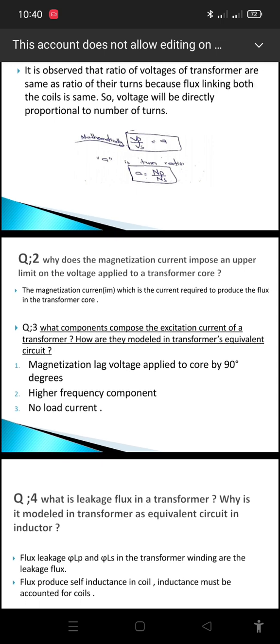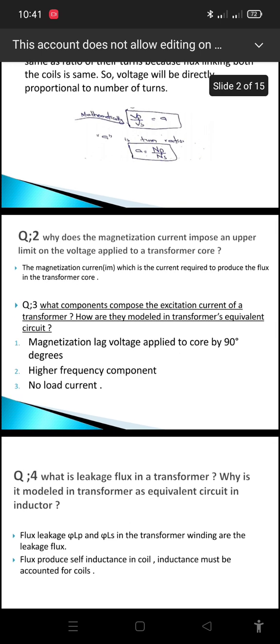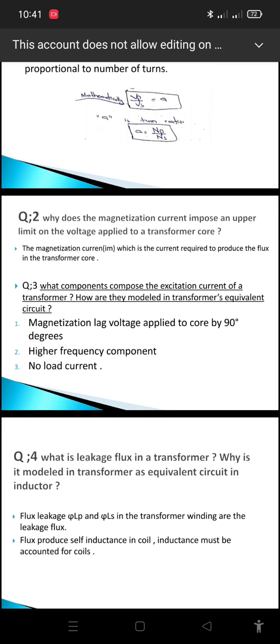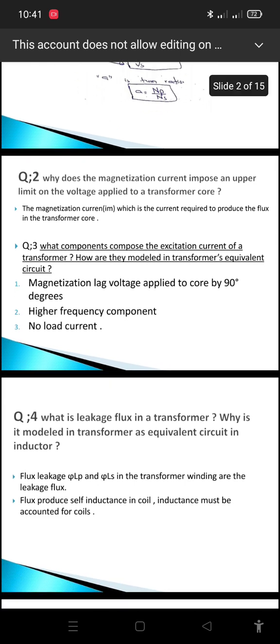What components compose the excitation current of a transformer? How are they modeled in the transformer equivalent circuit? Magnetization current lags the voltage applied to the core by 90 degrees, and there is a higher frequency component, the no-load current.